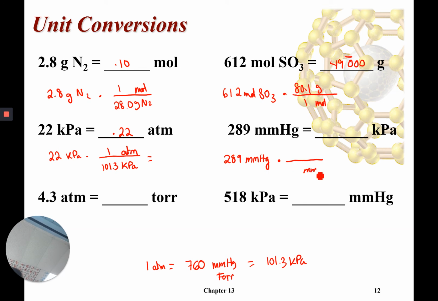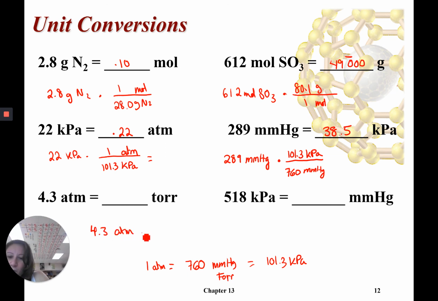Next one, 289 millimeters of mercury. I'm going to put millimeters of mercury on the bottom. I'm going to put kPa on top. We know that 760 millimeters of mercury are equivalent to 101.3 kPa. Get 38.5 kPa.